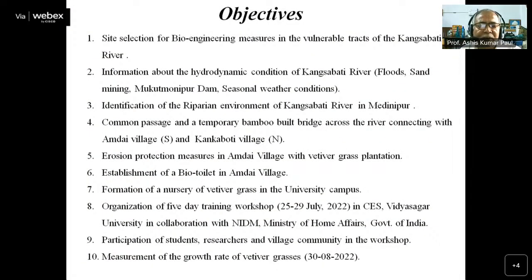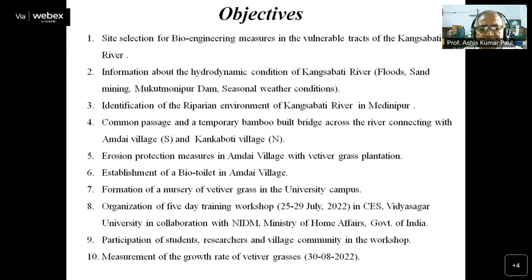Now, our major objectives were the site selection for the bioengineering measures in the vulnerable tracts of the Kangsabati River. So, jointly with the experts from the different departments of Vidyasagar University, the Center for Environmental Studies and also the NIDM associates, we visited the field area for the perfect erosive point of the Kangsabati River where we can adopt our bioengineering measures.